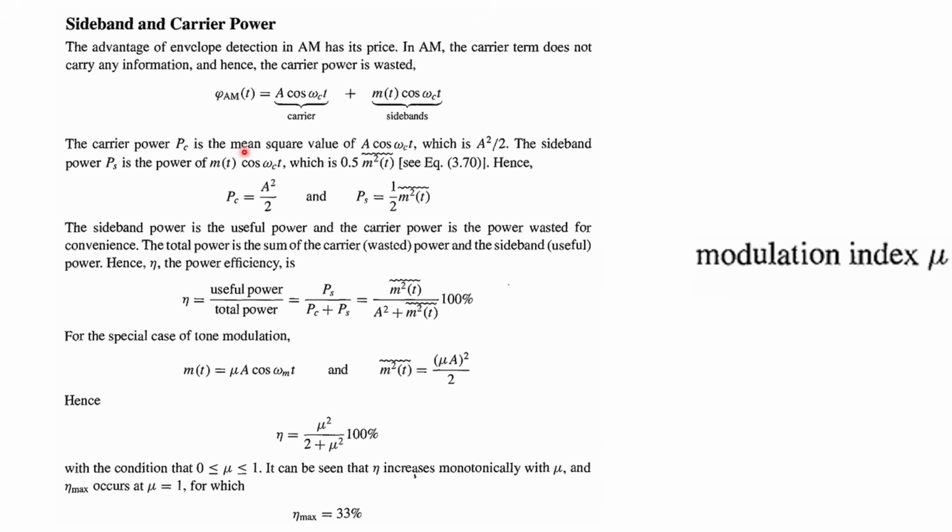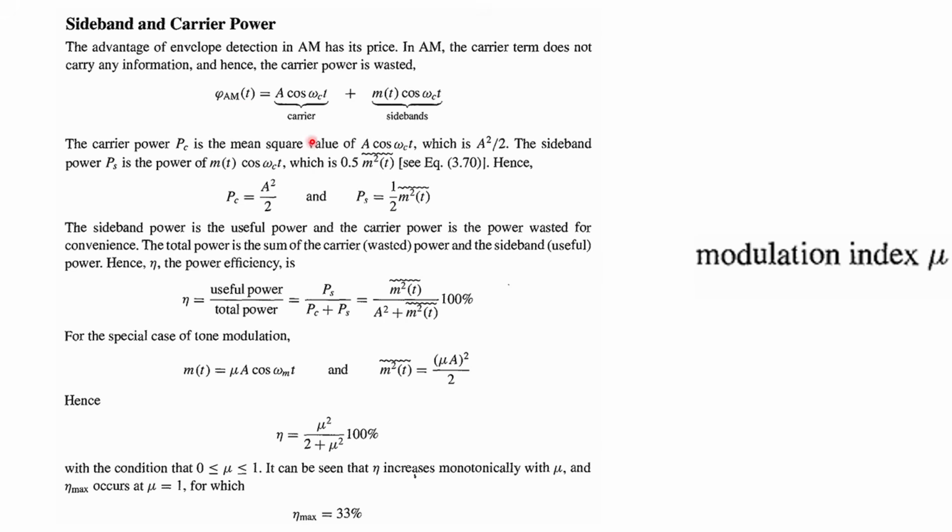So actually, how can we find out the modulation, that is the power? Here is some more detail. I got these details from the B. P. Lathi book. Here you can see the advantage of envelope detection in AM has its price, and the carrier does not carry any information. That is why we say the carrier is totally wasted, power wasted, right?